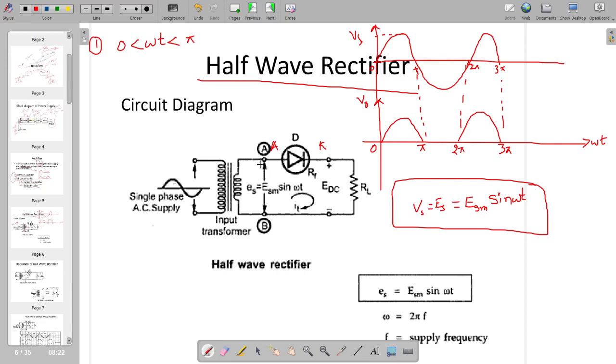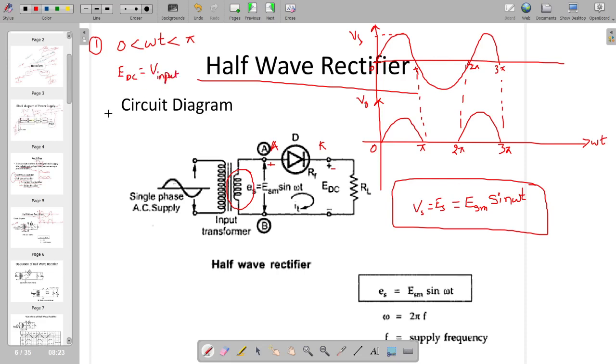During this case, the diode's anode is connected to the transformer positive and the cathode to the negative, so the diode is operating in forward bias. So it is like a short circuit. It offers negligible resistance. So whatever voltage appears in the transformer secondary will appear across the load. So in this case, VDC is the same as the V input or V source voltage.